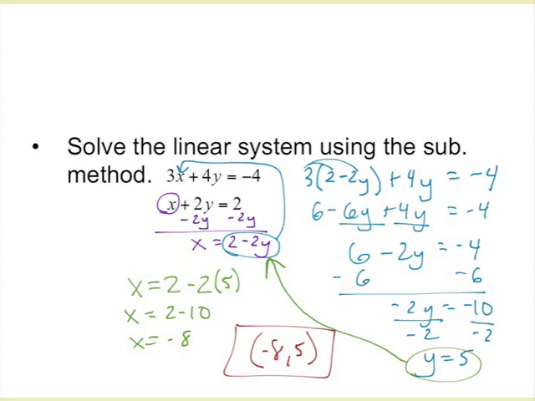Get one of the variables in one of the equations alone, plug that into the other equation, and solve for the letter that's left. Then take that answer and plug it into your second answer.